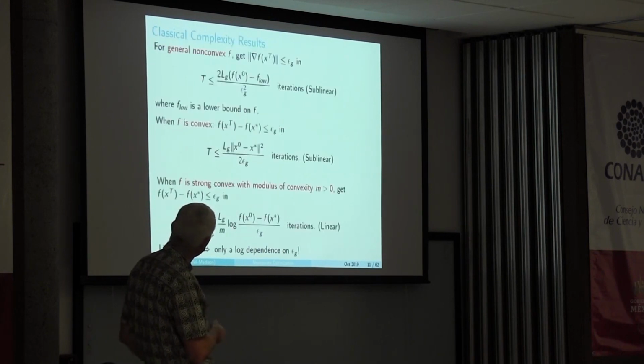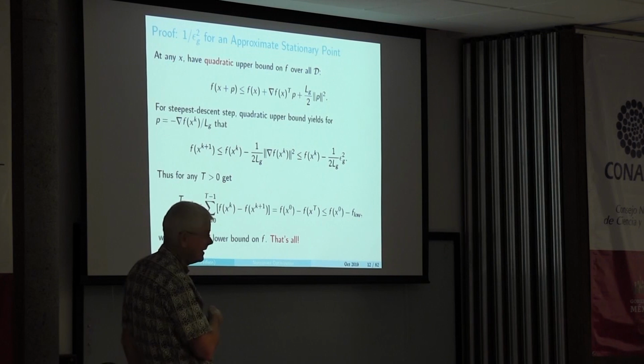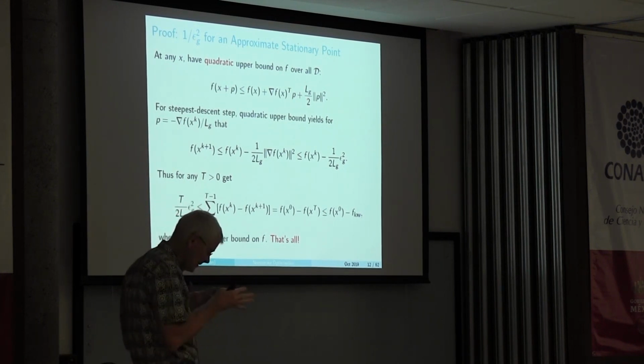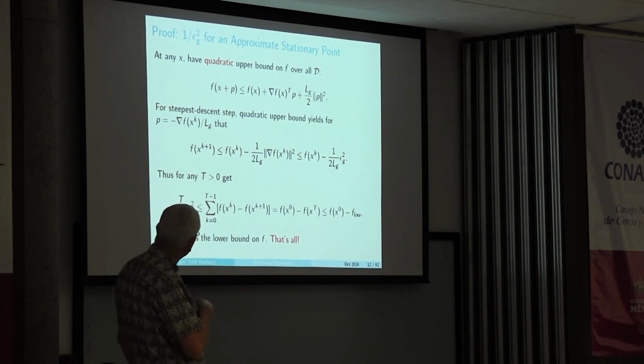Okay, so here is the proof of the first result. I'm going to prove this result. And it's very easy. It all fits on one slide. Okay? So first, it uses the fact that you've got an upper bound. If the gradient of f is Lipschitz continuous, then the value of f at x plus p is bounded above by a quadratic in p. Okay? Globally, at all points x, and for all values of p, you've got a quadratic upper bound on f.